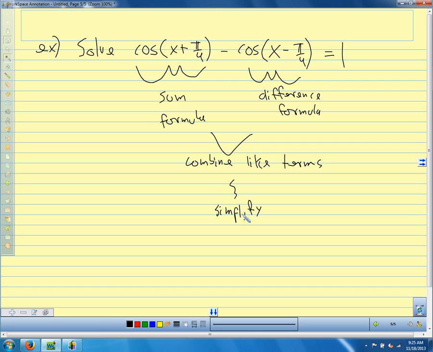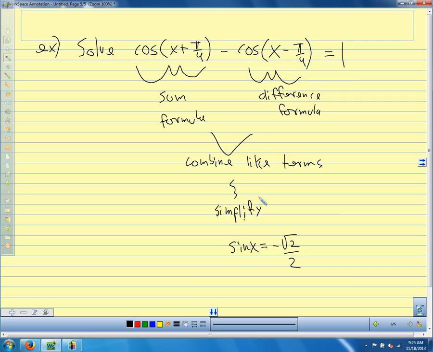We know how to solve trig equations when we have a nice looking trig function. When we did all of that, we would end up with sine x equals negative square root of 2 over 2. After we combine like terms and simplify, this is what we would be left with, and we know how to solve that. So first we'd apply our sum and difference formulas, combine all of our like terms, and then simplify everything we have. So that would be our process.